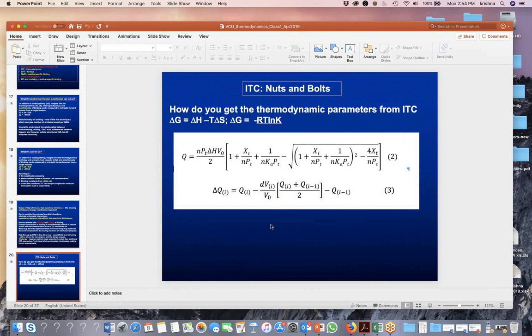Maybe it's the relative ratio between the GAG and the protein. I'm not sure about the X part. Gotcha. Yeah, it's a variable.